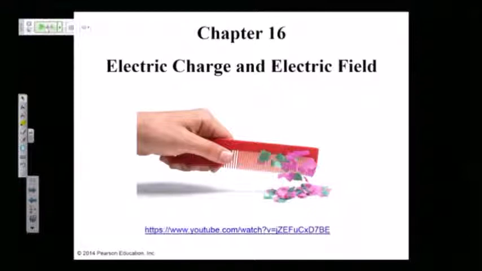We start with electrostatic concepts. I'd like to show you a 2-minute demonstration.